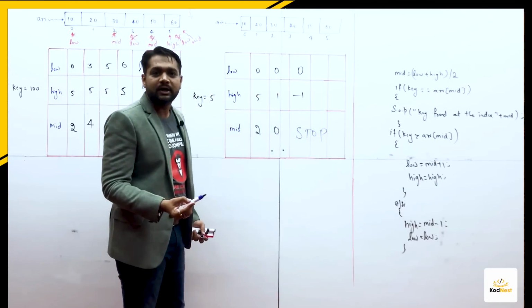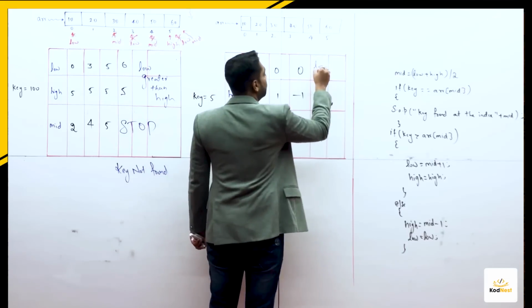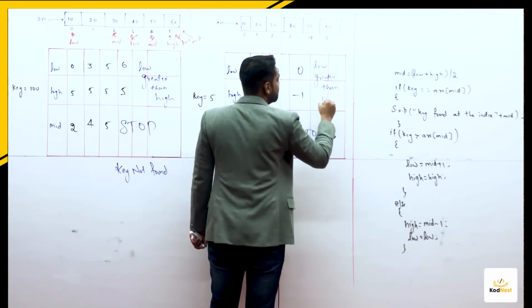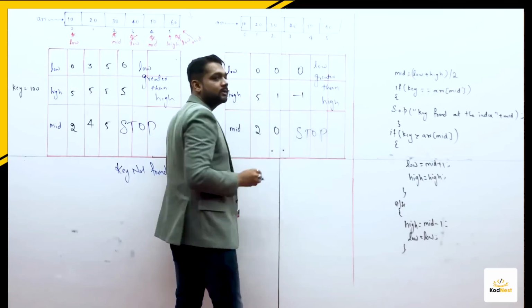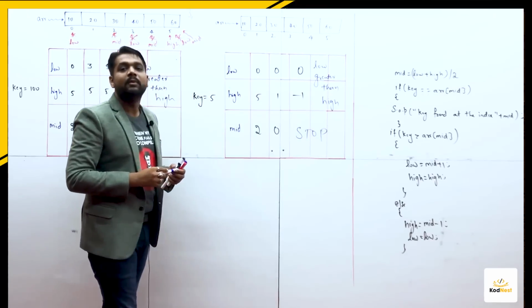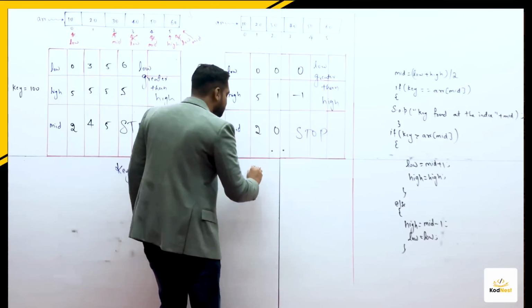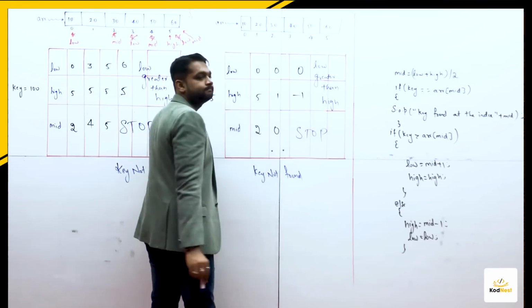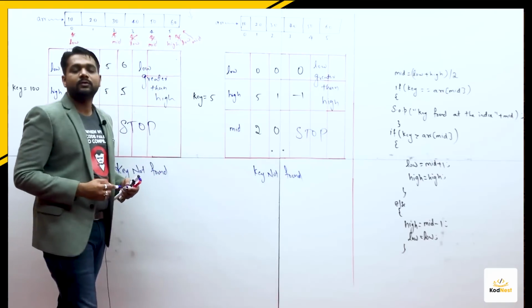Why do we have to stop, sir? Because low became greater than high. If you want to see what is the low value, it is 0. What is the high value? -1. Close your eyes and write key not found.